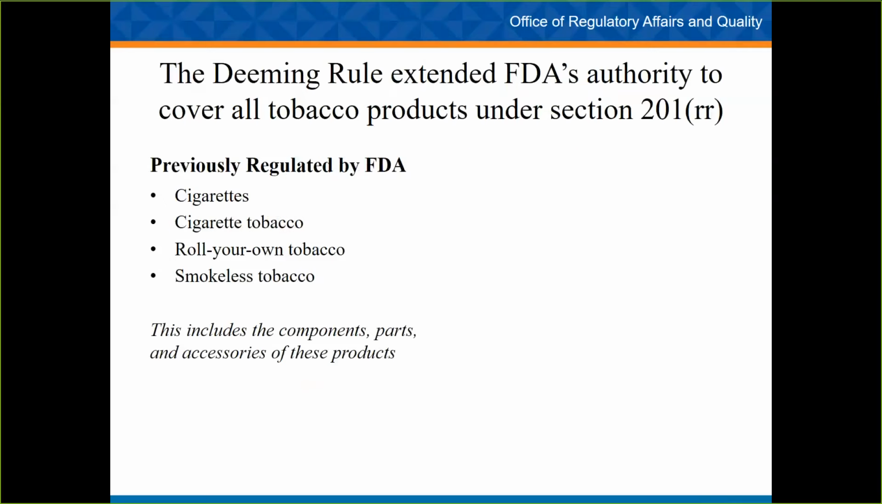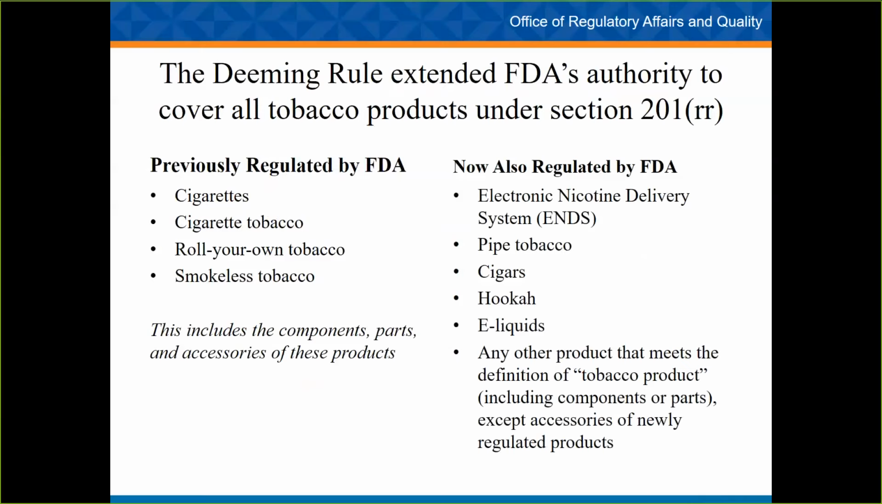The Deeming Rule extended FDA's authority, but originally the Act included cigarettes, cigarette tobacco, roll your own tobacco, and smokeless tobacco, and included the components, parts, and accessories of these products. Then the Deeming Rule extended that to also include electronic nicotine delivery systems, pipe tobacco, cigars, hookahs, and e-liquids, but it did exclude the accessories of these newly deemed products.